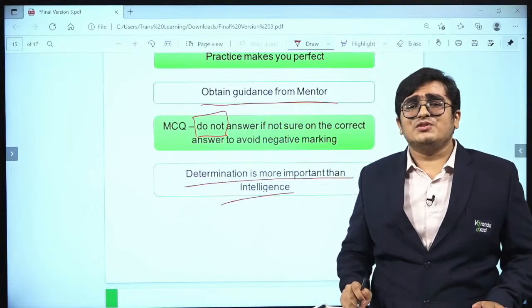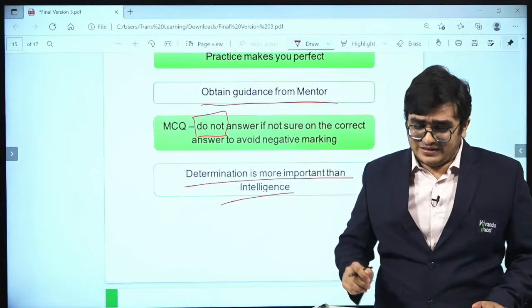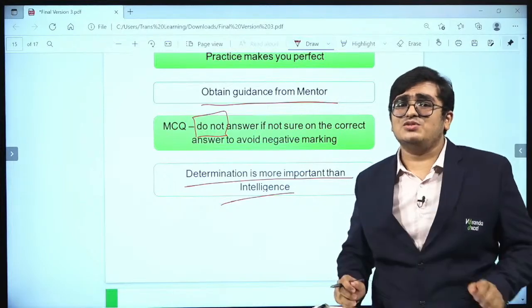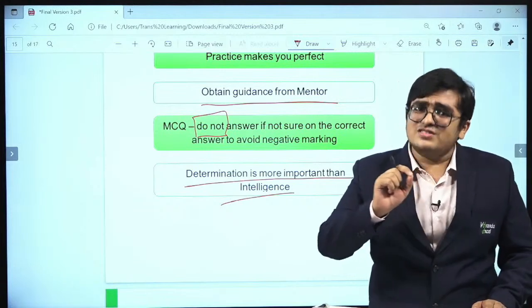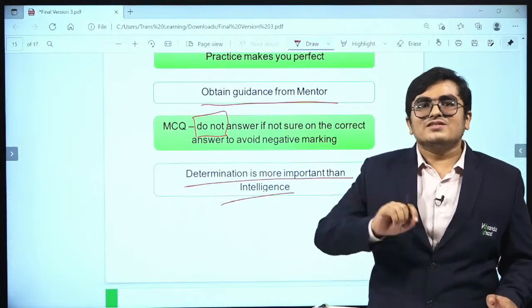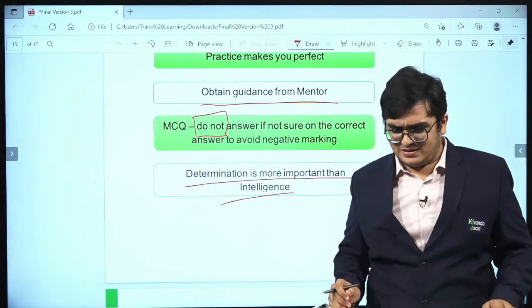How to get motivated? That's why we have mentors for you. They will guide you, they will motivate you, they will tell you this is how you should do it, and they'll make your CA journey as easy as, I don't know which is the easiest course journey. Let's say BCom journey, it will be that easy.